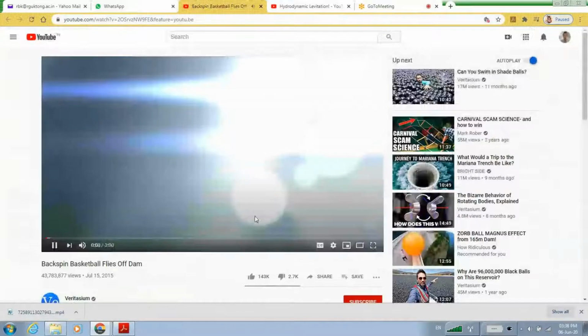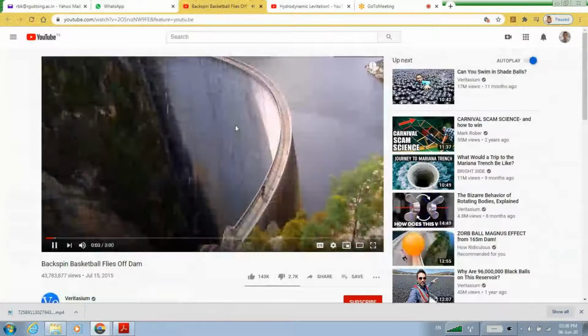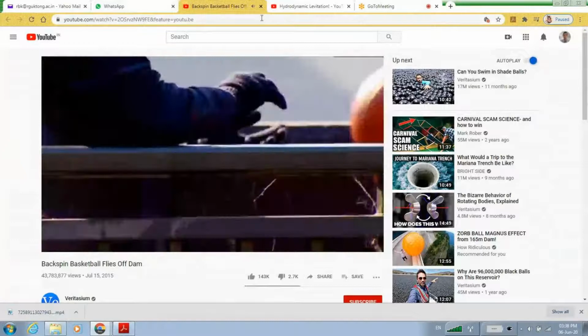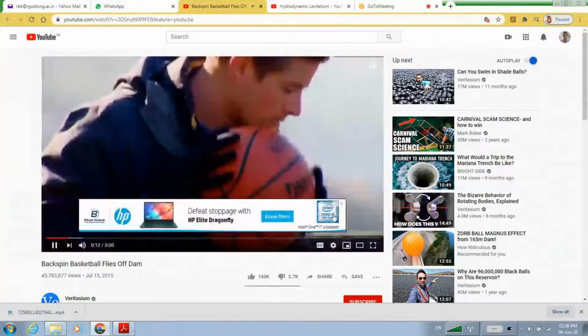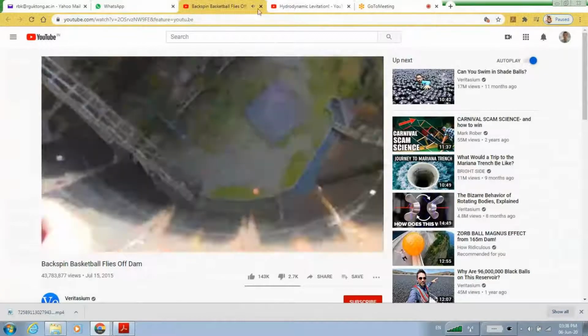Recently, some friends of mine went to the Gordon Dam in Tasmania, which is 126.5 meters, or 415 feet high. They dropped a basketball over the edge. You can see that the basketball gets pushed around a bit by the wind.